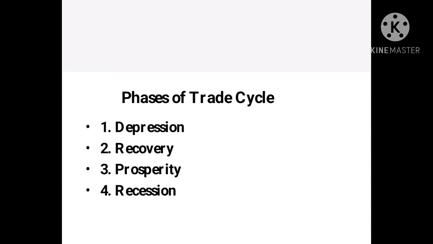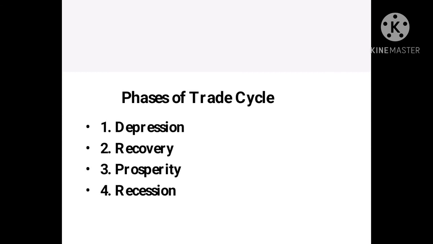Second is recovery. Recovery denotes the turning point of the business cycle from depression to prosperity. In this phase, there is a slow rise in output, employment, income and price. Demand for commodities goes up. There is an increase in investment, bank loans and advances. Pessimism gives way to optimism. The process of revival and recovery becomes cumulative and leads to prosperity.